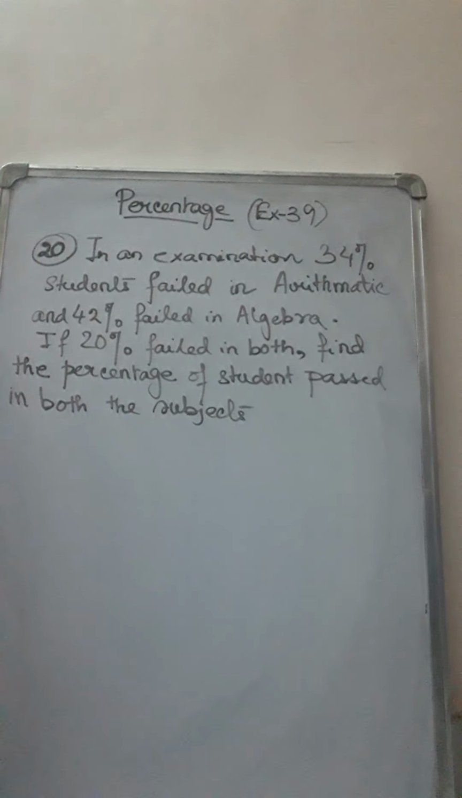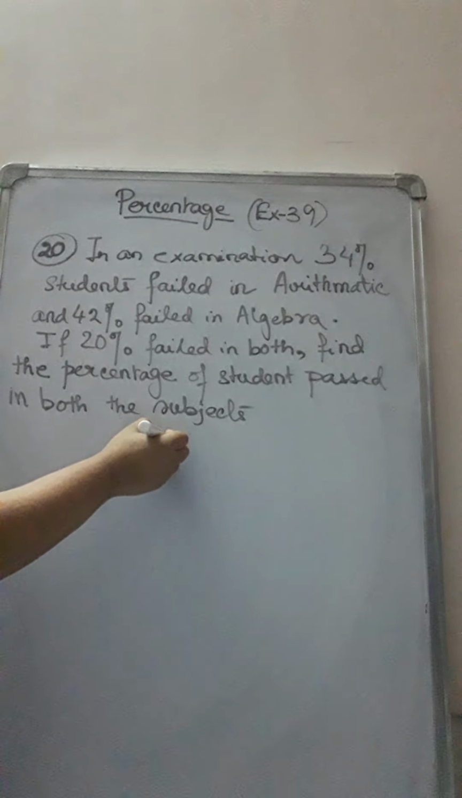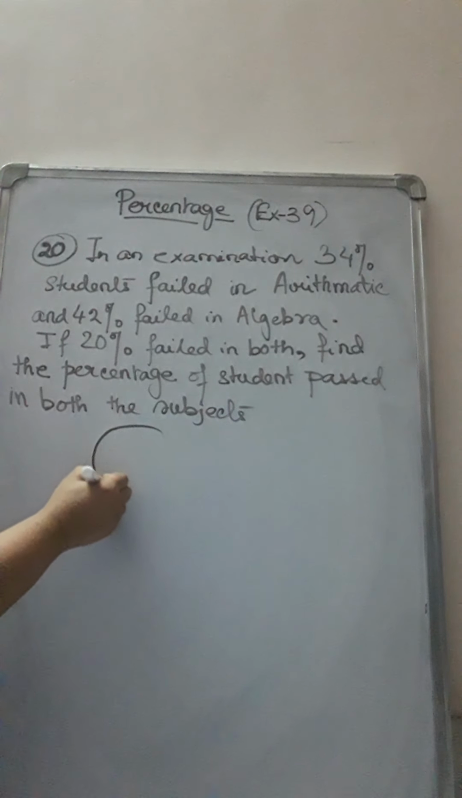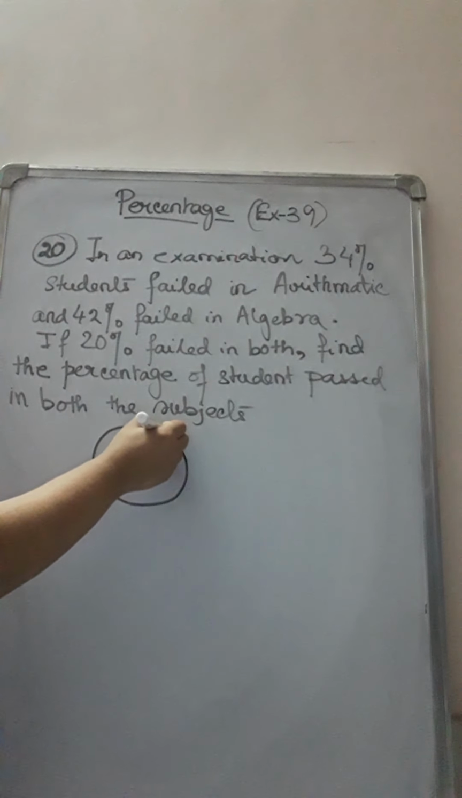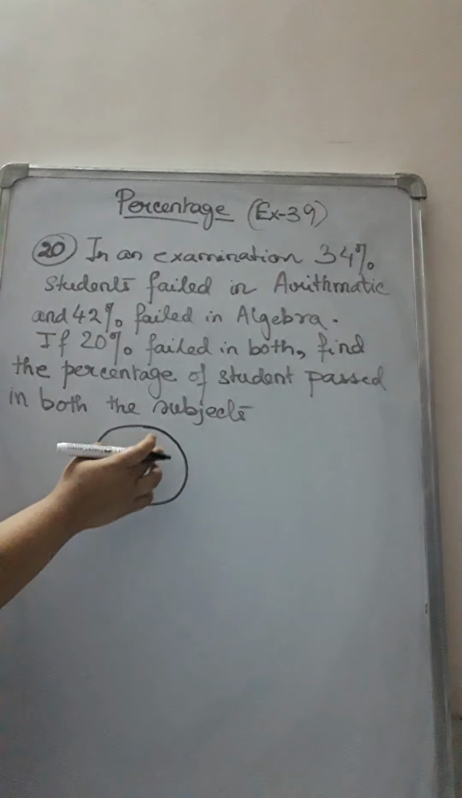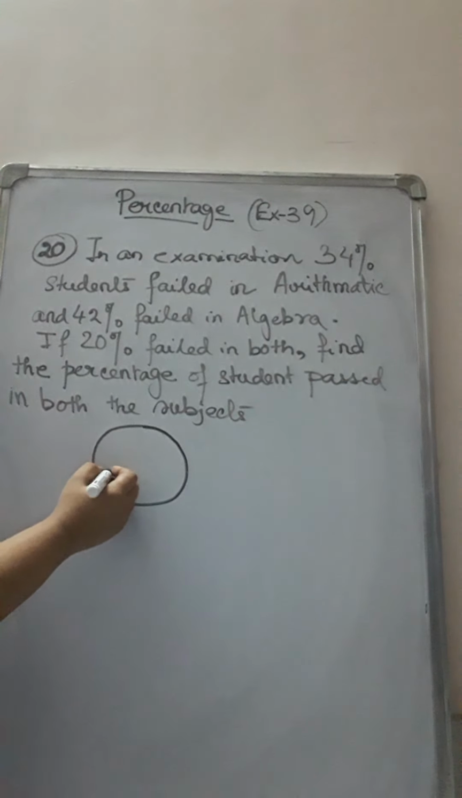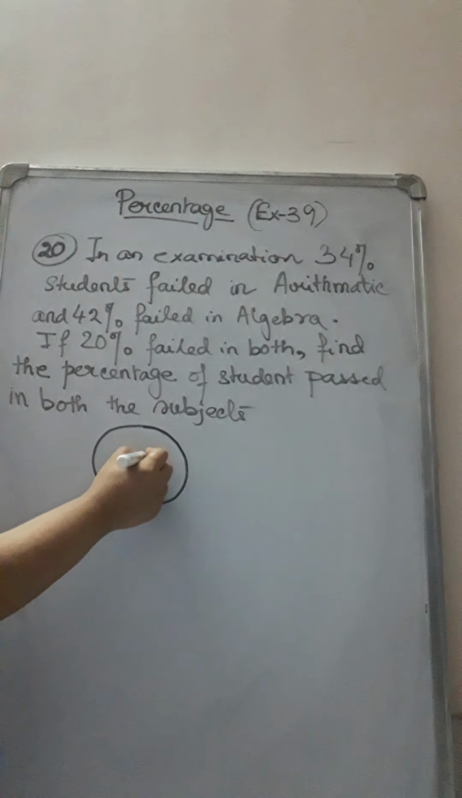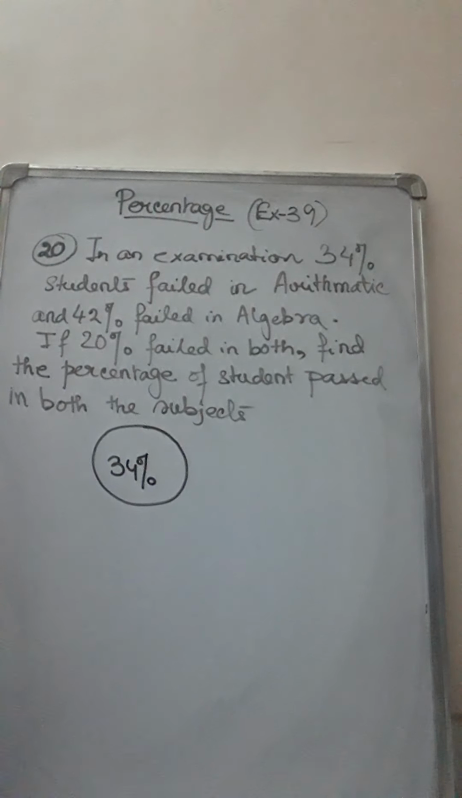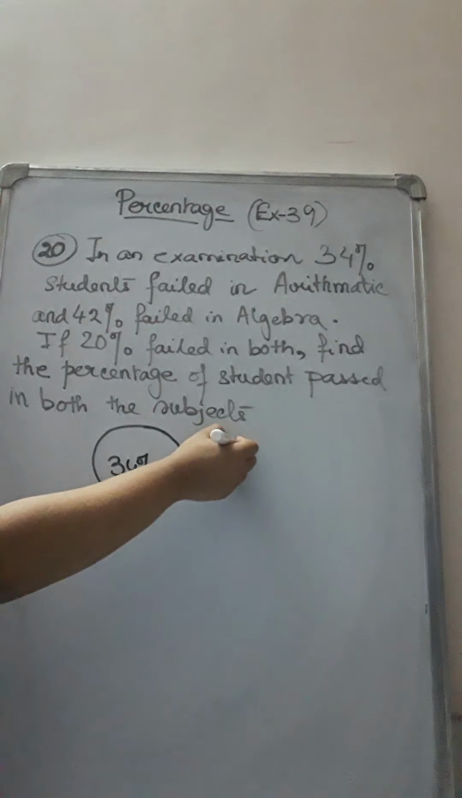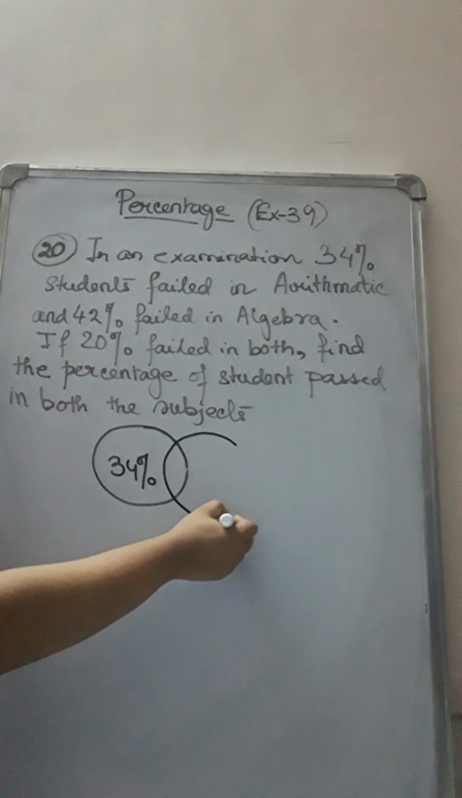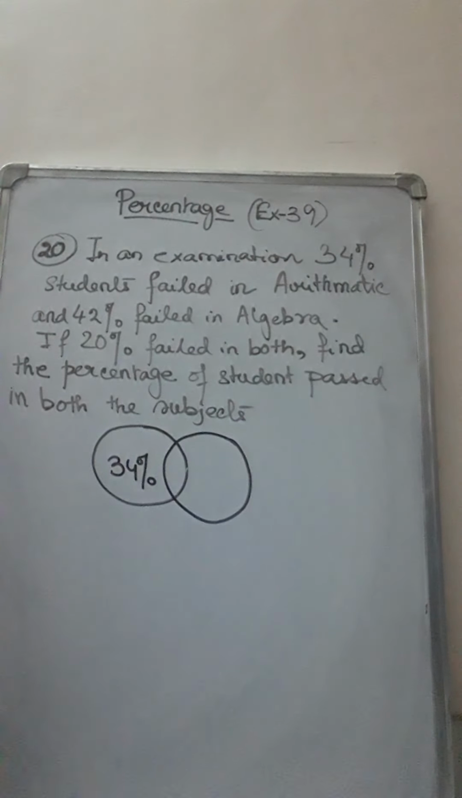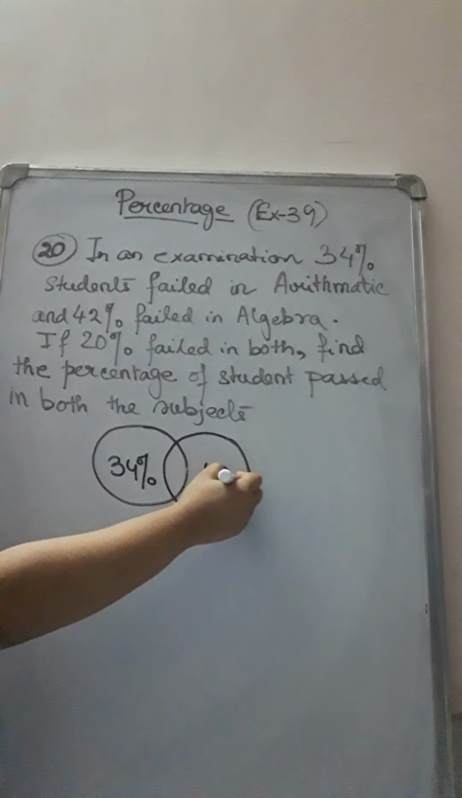So here I will be drawing one diagram. Just follow that. Suppose these circle means they include the students who have failed in arithmetic. So that is 34%. And there are students who have failed in algebra. That is 42%.